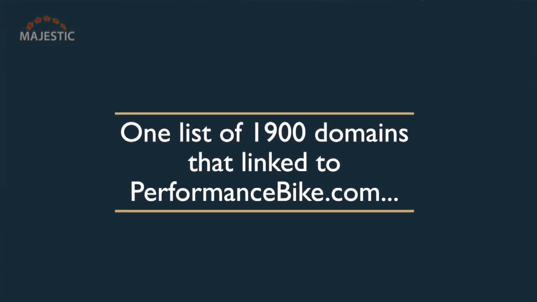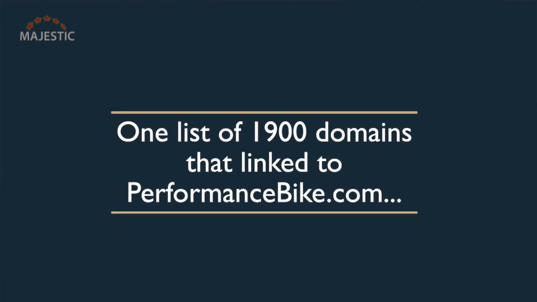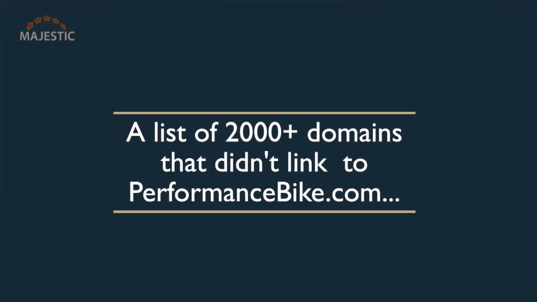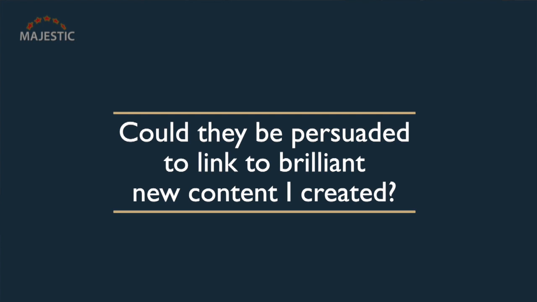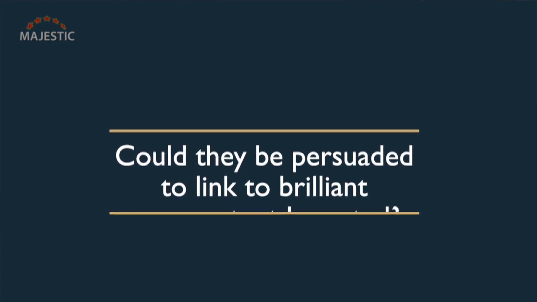I was able to create 2 long lists with relatively little work. One list of 1,900 domains that already link to performancebike.com, and another list of 2,443 that didn't link to Performance Bike. That gives me an idea for 2 practical campaigns I could get started on. First, a campaign directed at the major sites that don't link to performancebike.com. Second, a campaign directed at major sites that are already linking to me, but could be persuaded to link to that brilliant new piece of content that I've just created.